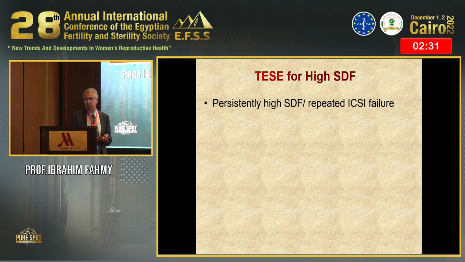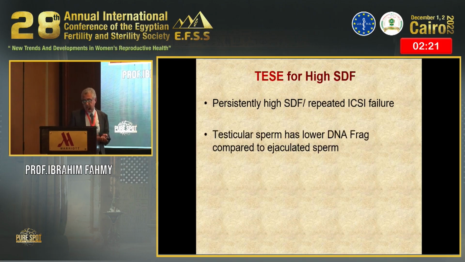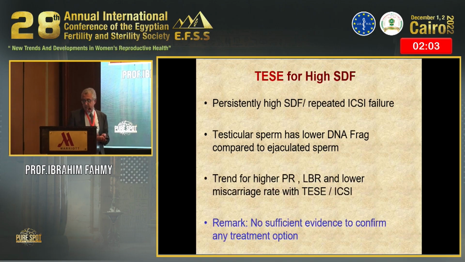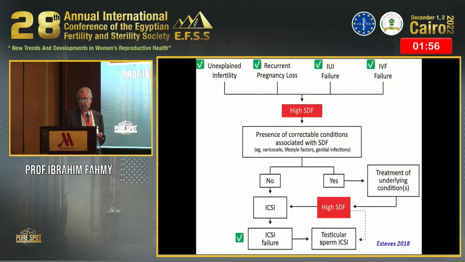This should not be done except if we have repeated ICSI failure and we have a persistent high SDF. We don't go from the start to the testicular sperm. The reason is that testicular sperm has lower DNA fragmentation compared to ejaculated sperm. There's a trend for higher pregnancy and live birth rates and lower miscarriage rate with ICSI TESA compared to ICSI with ejaculate, but there's no sufficient evidence to confirm all of this. It's still debatable, despite a long time of research.